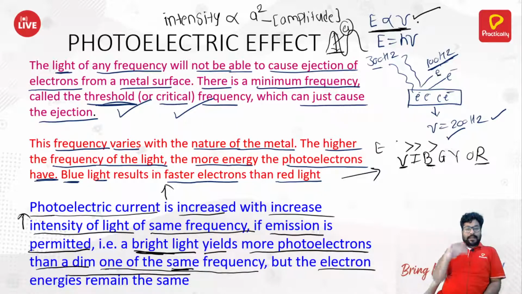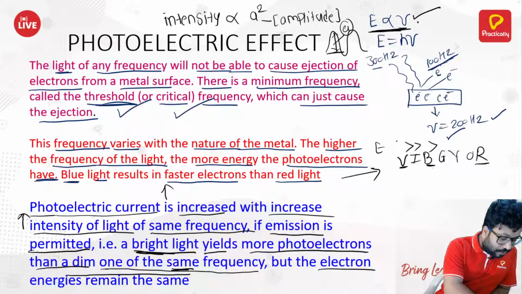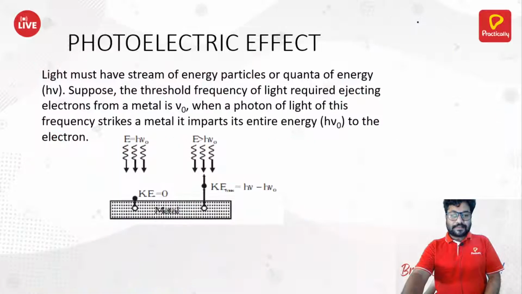Secondly, if you keep the frequency constant and increase the intensity, more photoelectrons will be ejected. But even if more electrons are ejected, their energy will always be the same, since frequency is the same. The energy of a photoelectron can only be increased or decreased if you change the frequency. Okay, so that's it for this section. I hope this must have been pretty much clear to you. Okay, sure. Moving ahead with this.